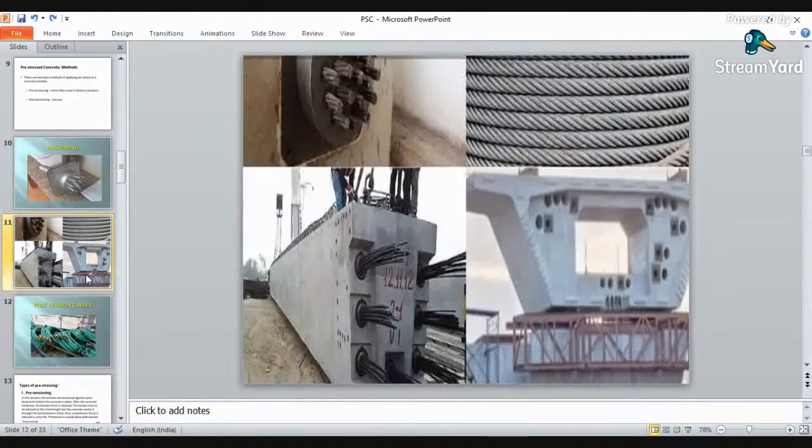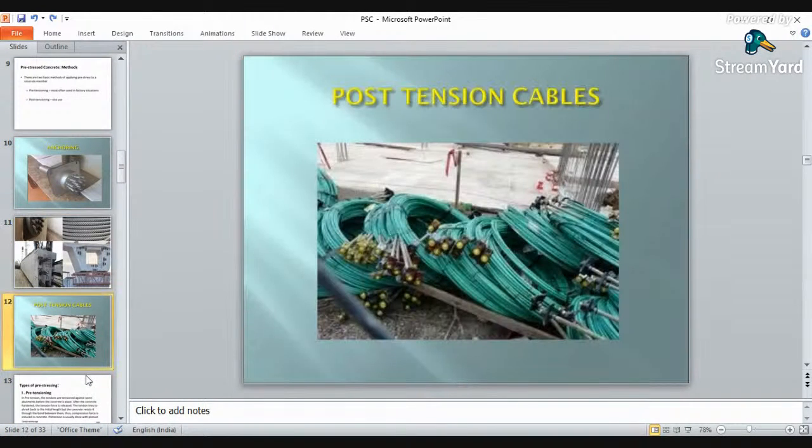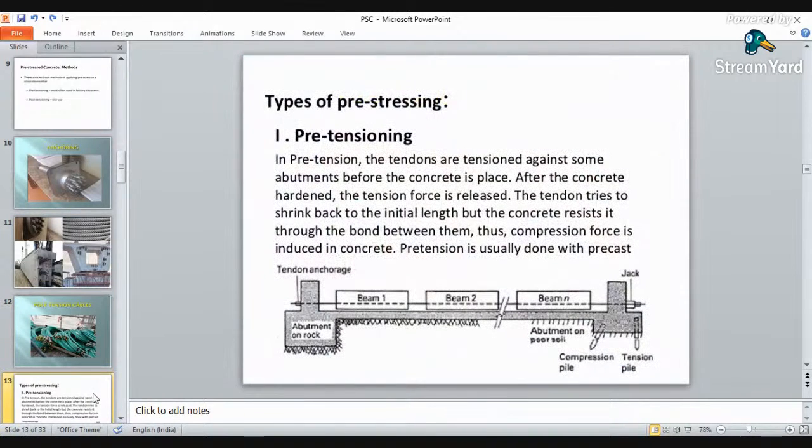So what is pre-tensioning and what is post-tensioning? These are your post-tension cables. In a pre-tensioning system, your high strength steel tendons are pulled between two abutments, or you may also call them two heads, prior to the casting of concrete.